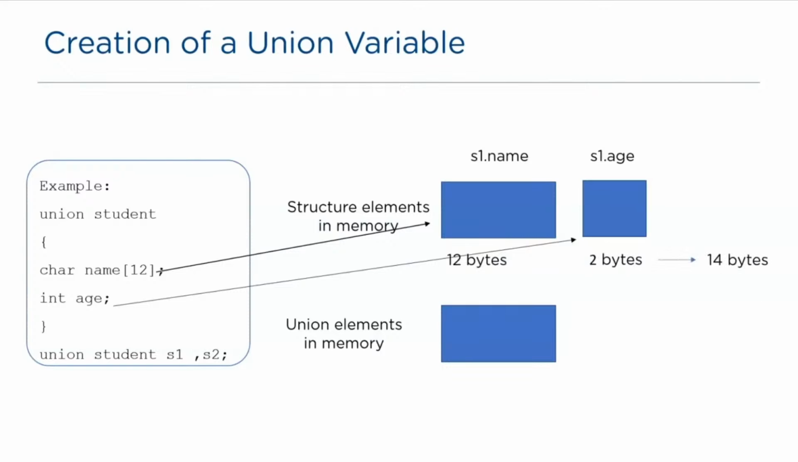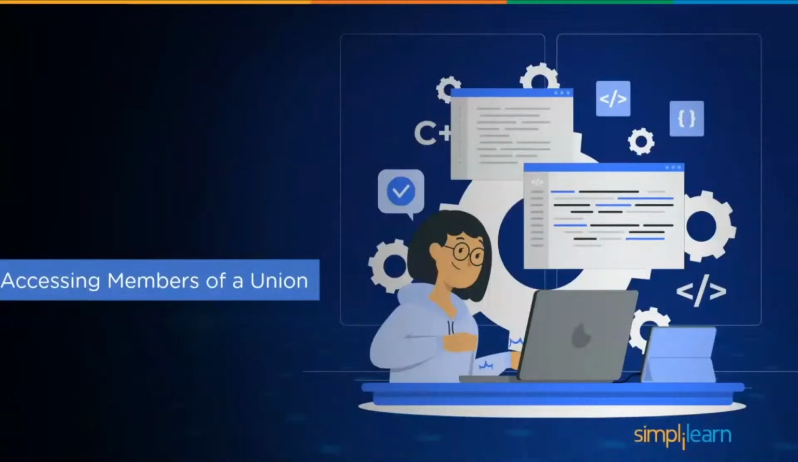In the case of union, the memory for the elements name and age will be allocated at the same location. So, in this example, the highest memory space of an element is considered. That is, the size of an element name is 12 bytes. Now let's look at how to access the members of a union.